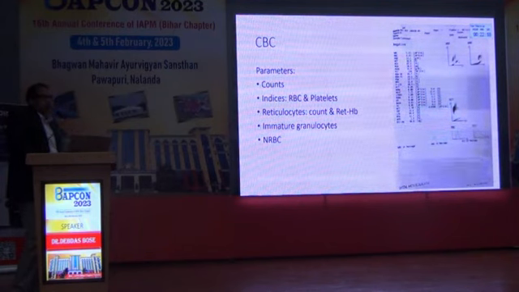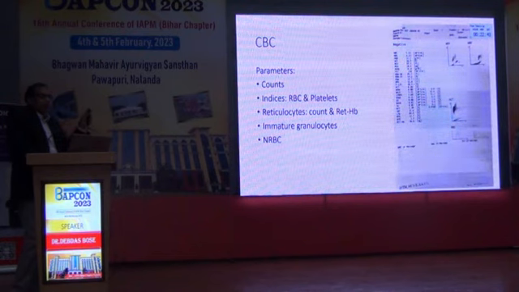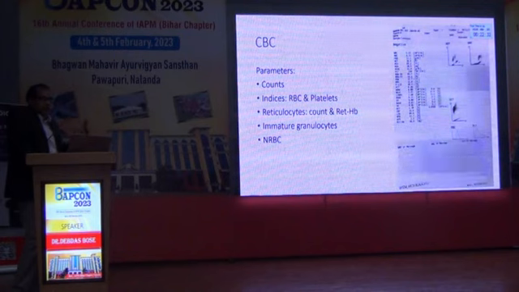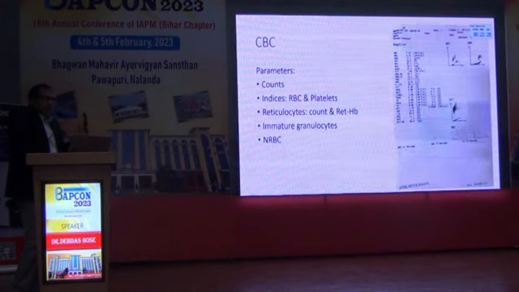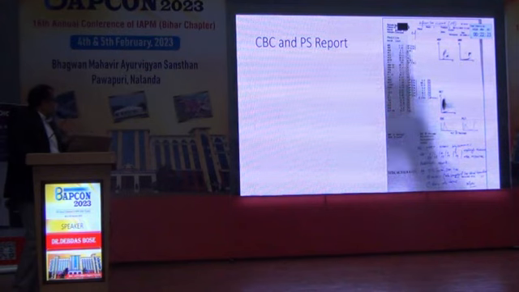So don't release any report without verification. If there is any flag, which means any abnormality, the automated counter will show some stars or some hyphens. This we call flagging. If there is any flagging, don't give the report as such. You have to examine the peripheral smear, take a history, and then generate the report. This report is signed by me. So this is the complete report.